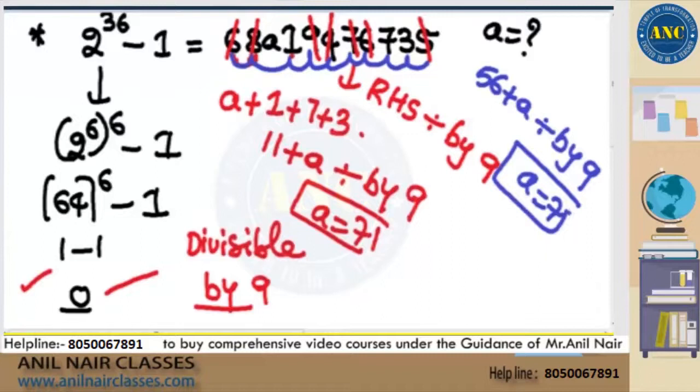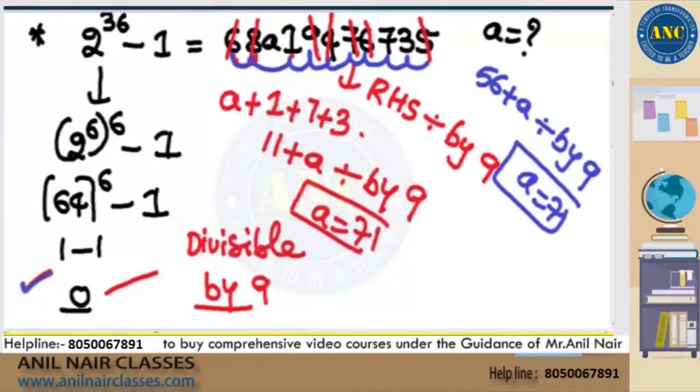Another beautiful question. 2 power 36 minus 1. Right? 2 power 36 is 2 power 6 minus 1. 2 power 6 is 64. 64 power 6 minus 1. 64 is 1. 1 minus 1 is 0.